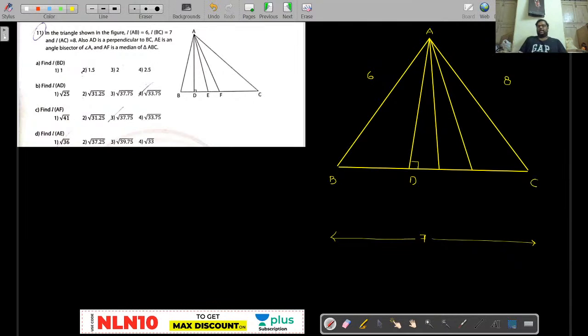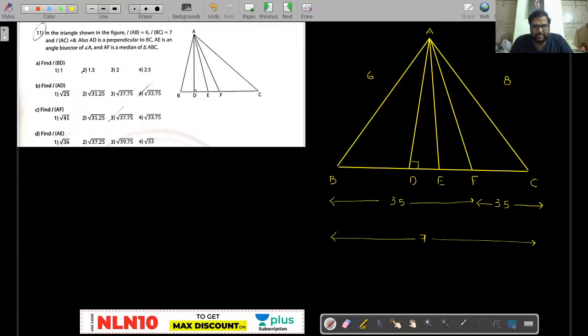Now how will you solve? Let us see what basics we have learned and solve with them. AE is the angle bisector and AF is the median. Median AF will divide the base into two equal halves. So BF and FC will each be 3.5. By the basic point, a median divides the opposite line segment into two equal halves. Am I right? Yes.